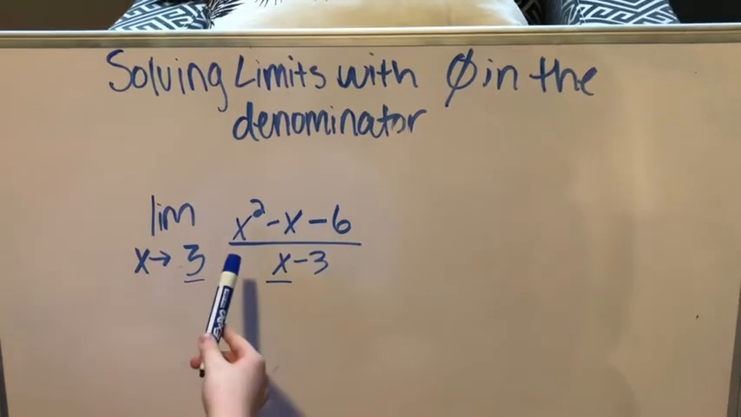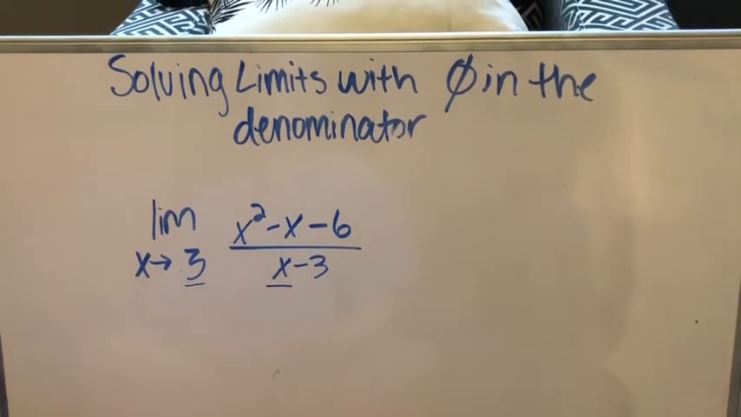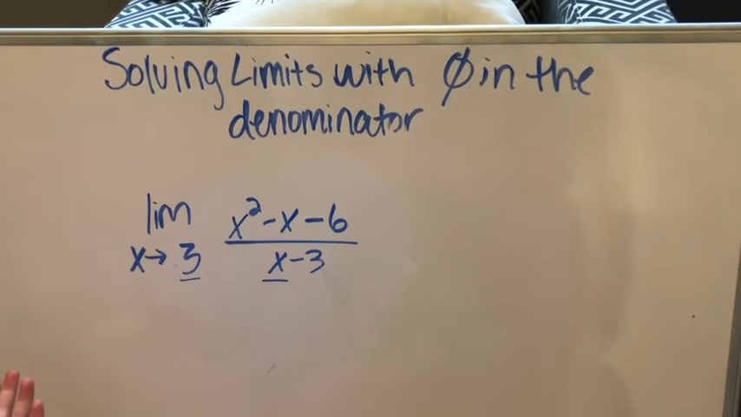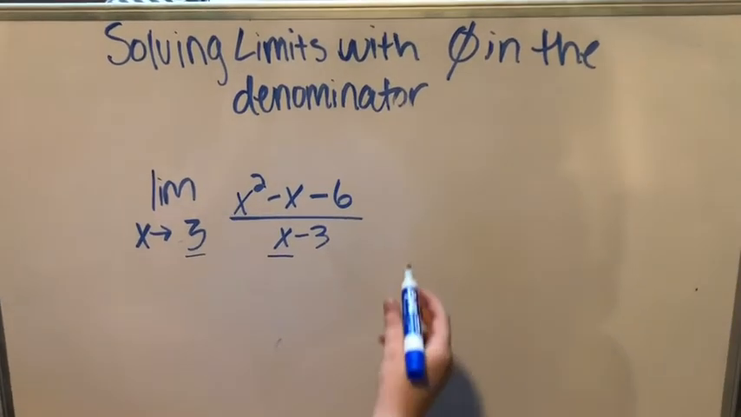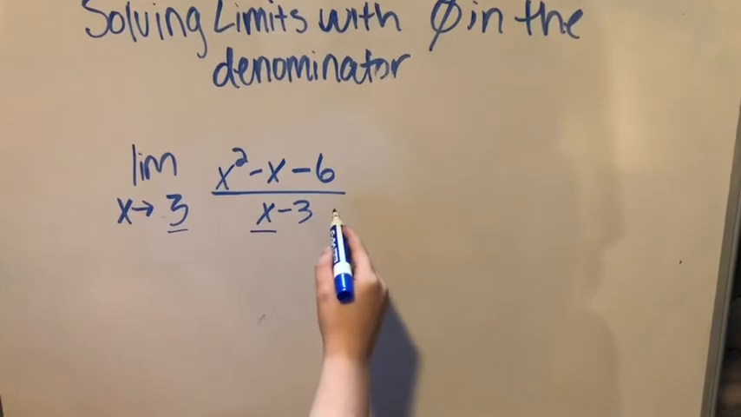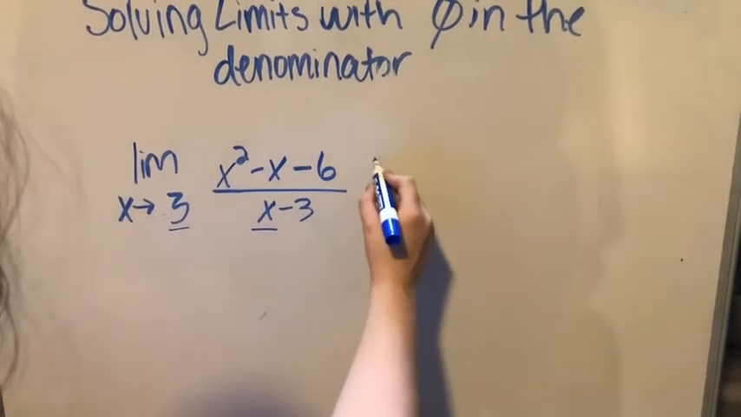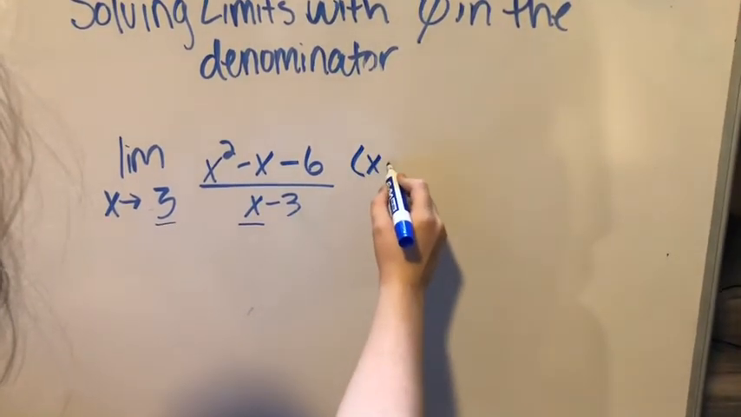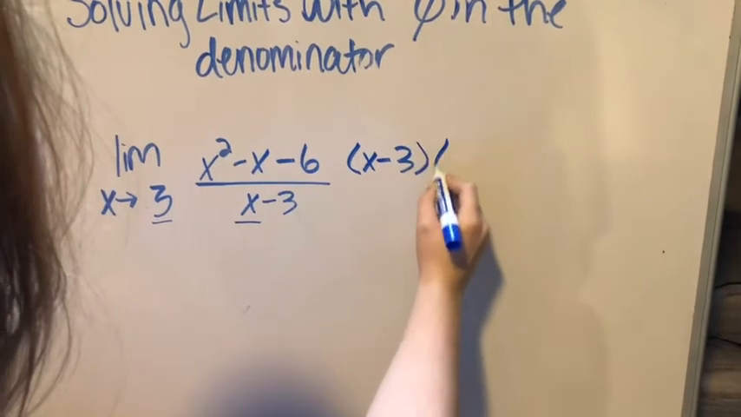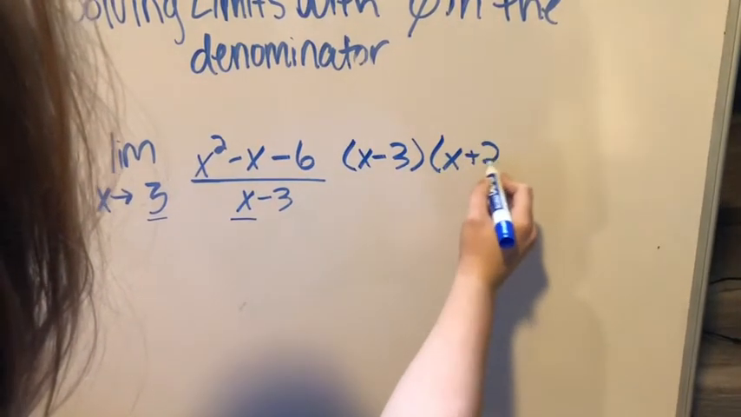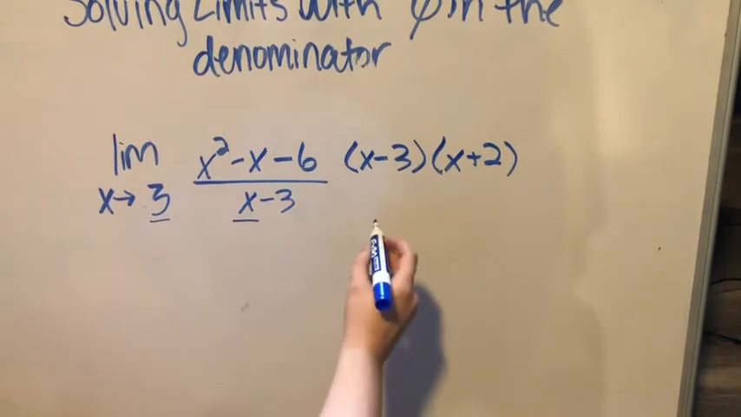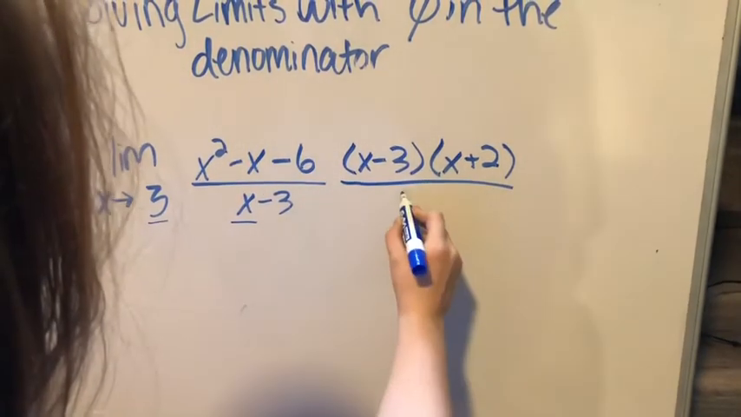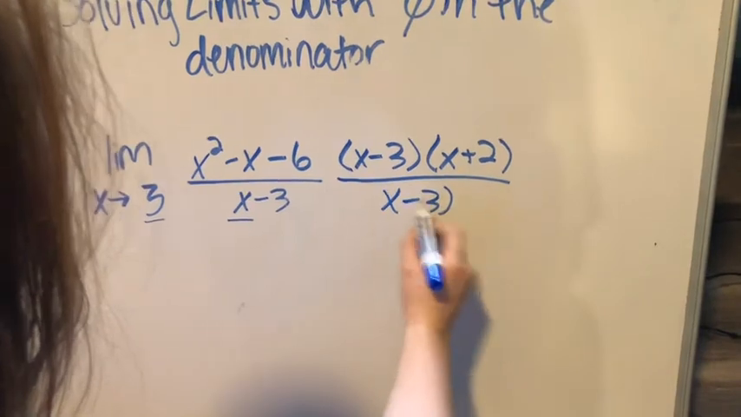Let's look at our numerator. We have x squared minus x minus 6. Immediately, hopefully we can notice that this is a polynomial that can be factored. So x squared minus x minus 6 is going to be x minus 3 times x plus 2. You FOIL this out and it will give you x squared minus x minus 6. You put that all under x minus 3.